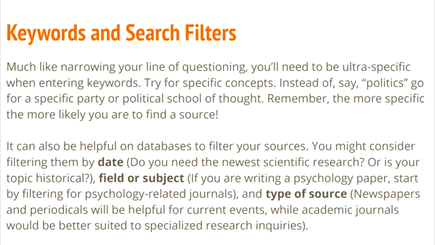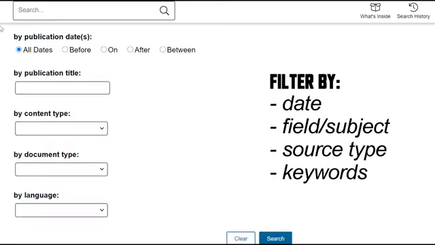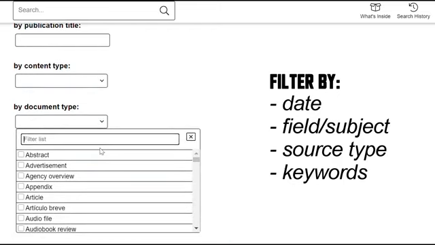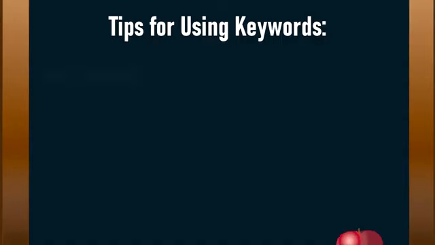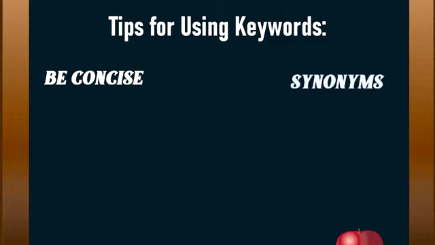Keywords and search filters. The more specific you are with your search phrases, the more relevant your results will be. You can filter your search by date, field or subject, source type, and keywords specific to your topic. When using keywords to narrow your search results, be concise, avoid long phrases, and start with only 2 to 3 terms. Use synonyms. If your first term doesn't bring up any useful sources, try a synonym or a broader term.